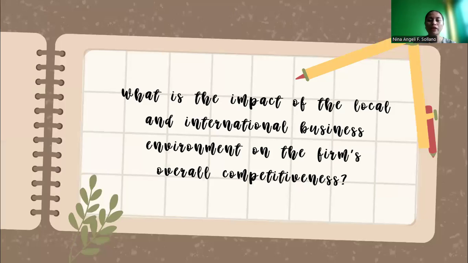These are the learning objectives, and we will be able to answer this question: What is the impact of the local and international business environment on the firm's overall competitiveness?